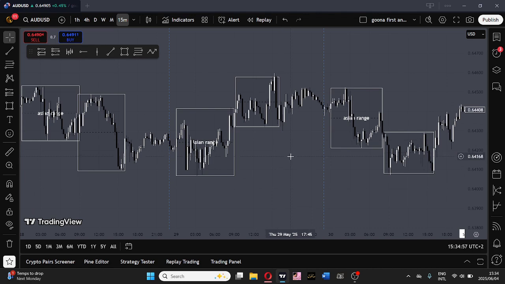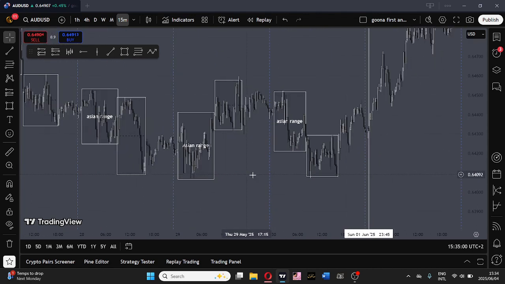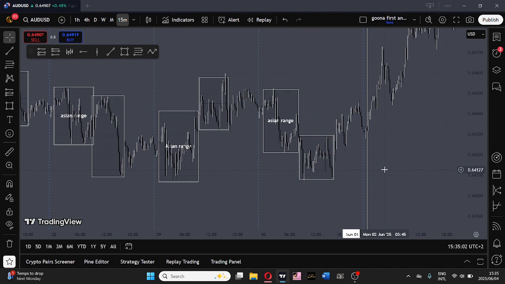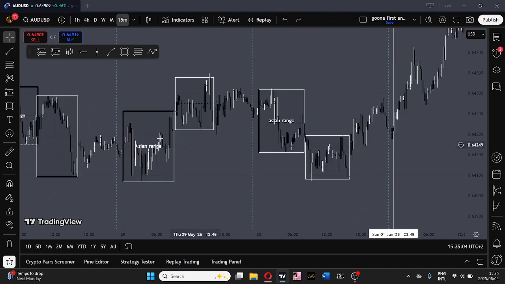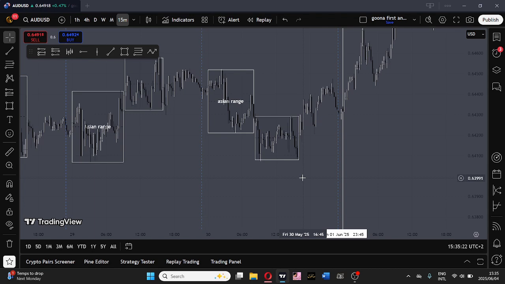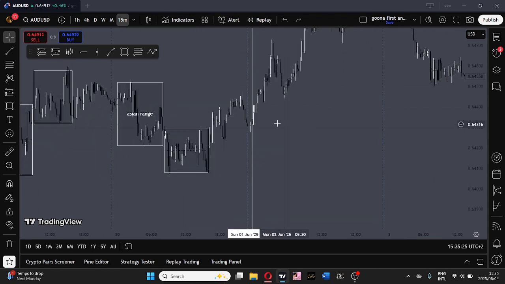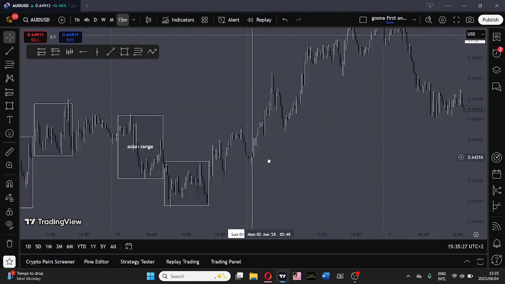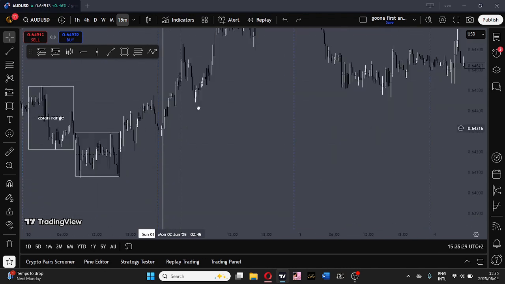On Thursday, I wanted a different currency pair because, as you can see, AUDUSD has been ranging for the longest of time. So here on a Thursday, the Asian range high was swept. Then after it was taken out, it reversed back. So no clear entry. Same thing on a Friday. But on a Friday, right after it was taken out, it started moving up.